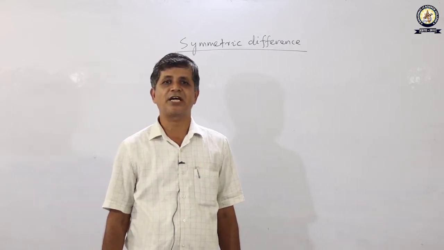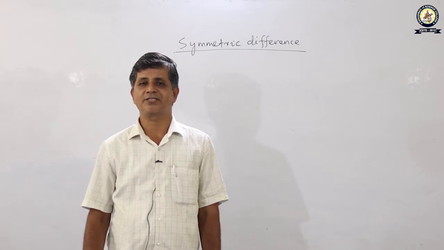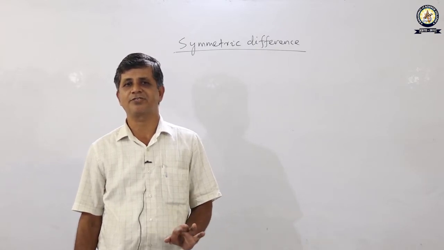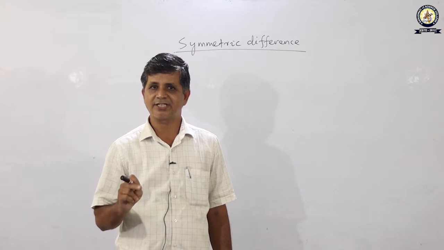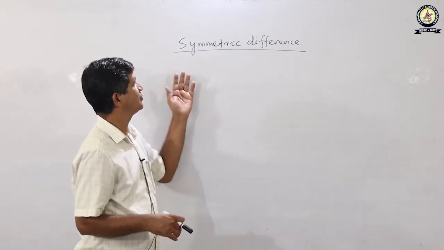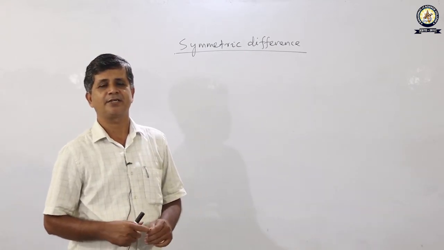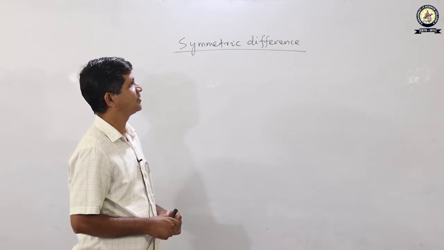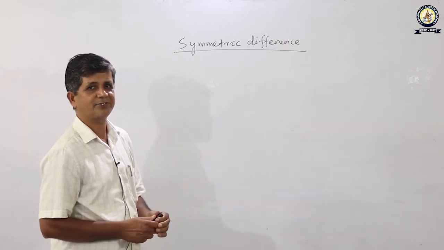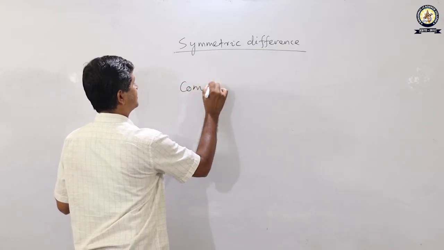Today we will discuss the last part of the set operation. In the last videos, we have already discussed the three parts of the set operations: union, intersection and difference. Now we jump to the symmetric difference of the sets. Before going to the symmetric difference of the sets, we must discuss the complement of a set.